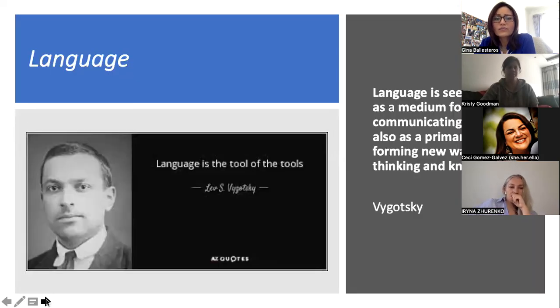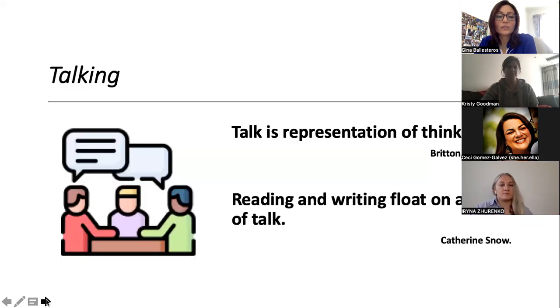Let me define language first. Language gives definition to our thinking. Language is our operating system, how we think, how we process information, and how we remember. Here I have a quote by Lev Vygotsky, who guides a lot of the paradigms in communication and language acquisition.